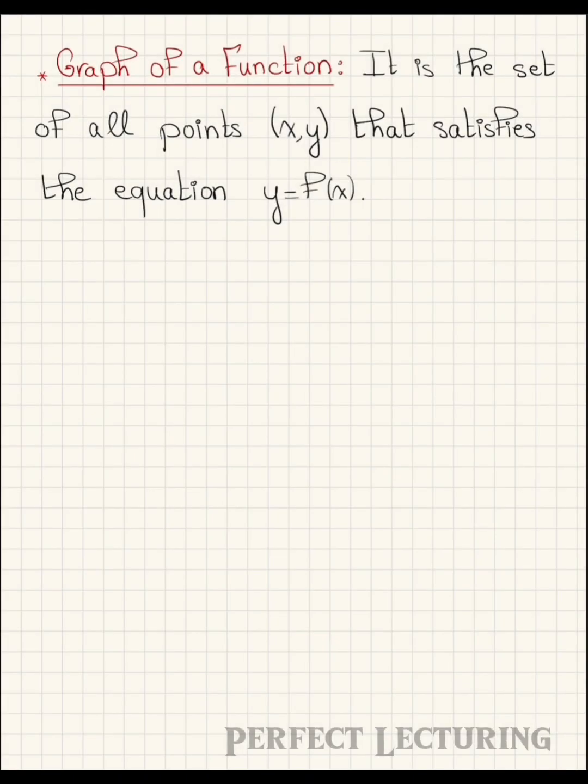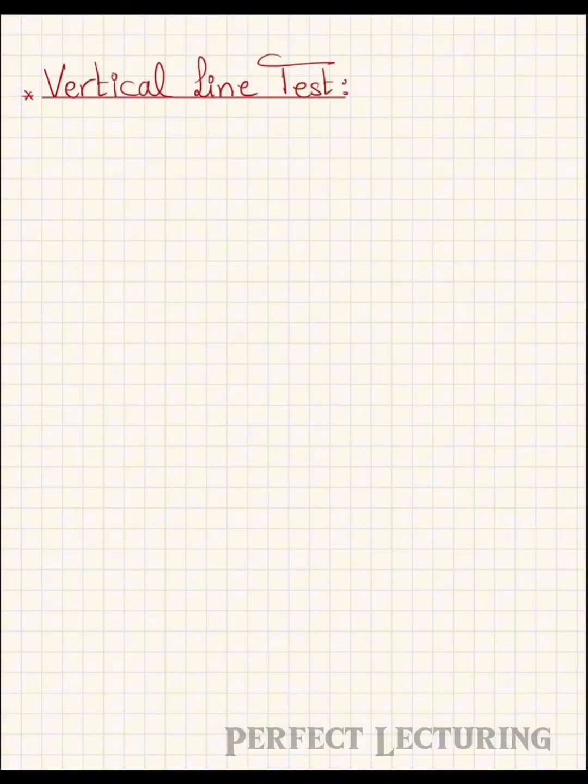Let us now talk about the graph of a function. What is the graph of a function? It is simply the set of all the points (x, y) which satisfy the equation y equals f of x. There is another way to identify whether a graph represents a function or not. It is the so-called vertical line test.